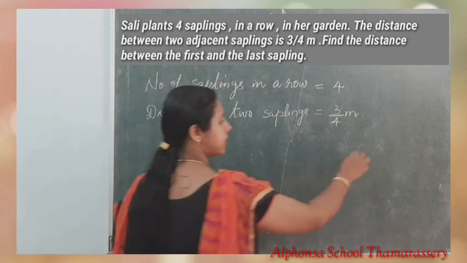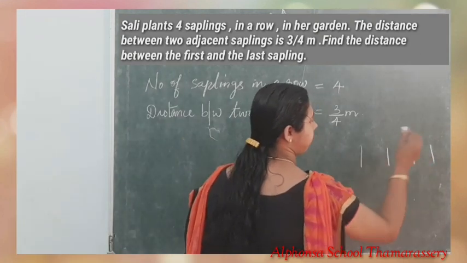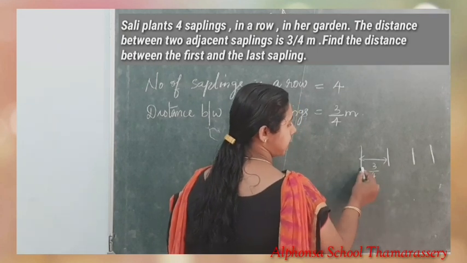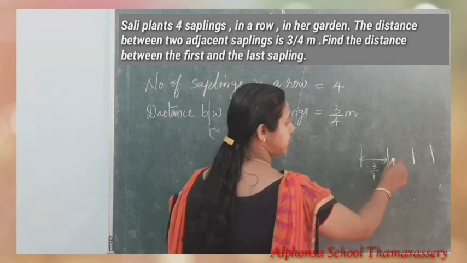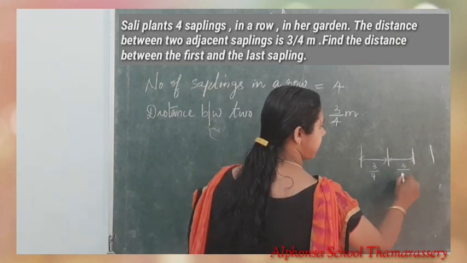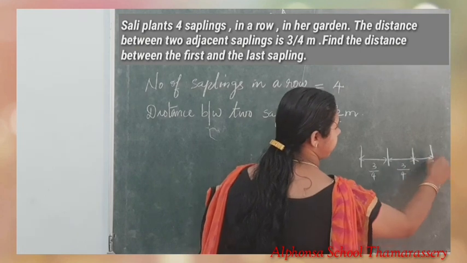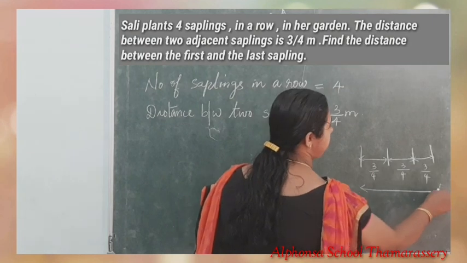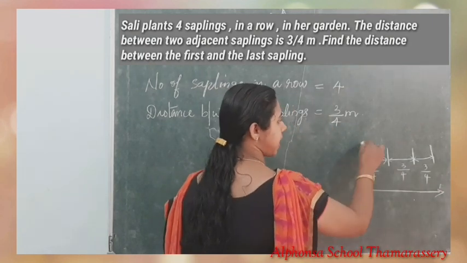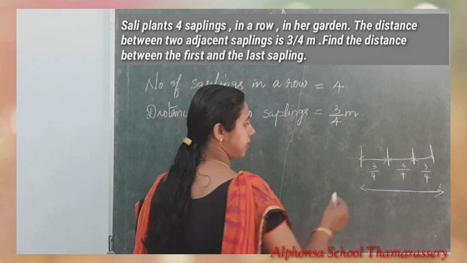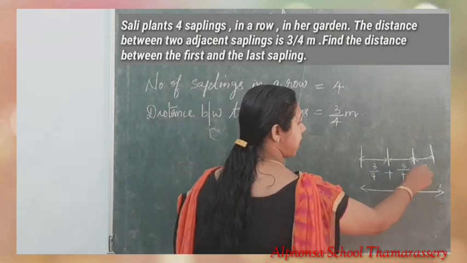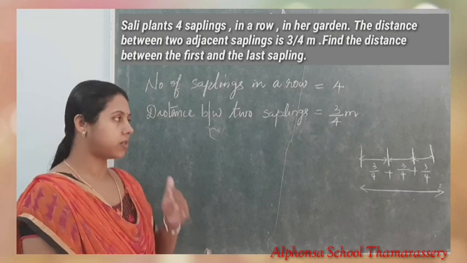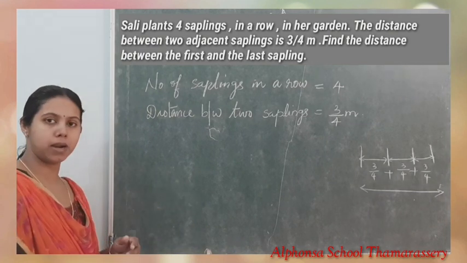So there are 4 saplings in a row. The distance between each one is 3 by 4 meter. The distance between first and second is 3 by 4 meter, second and third is 3 by 4 meter, and third and fourth is 3 by 4 meter. So the total distance from the first sapling to the fourth sapling is 3 by 4 plus 3 by 4 plus 3 by 4. 3 by 4 is added 3 times. So instead of adding 3 times, we can use multiplication.